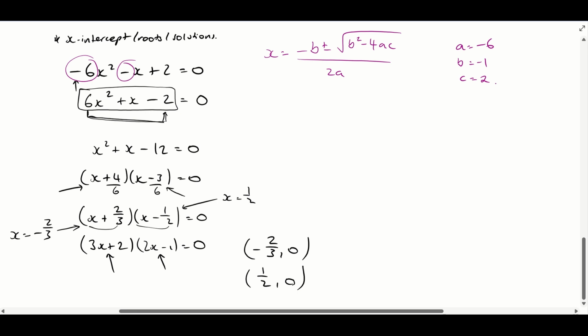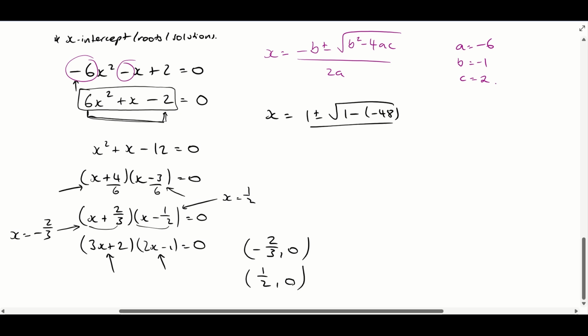So let's plug those in. X is 1 plus or minus the square root of, well, b squared is just 1. So 1 minus 4 times minus 6 is minus 24, times by 2 is minus 48.